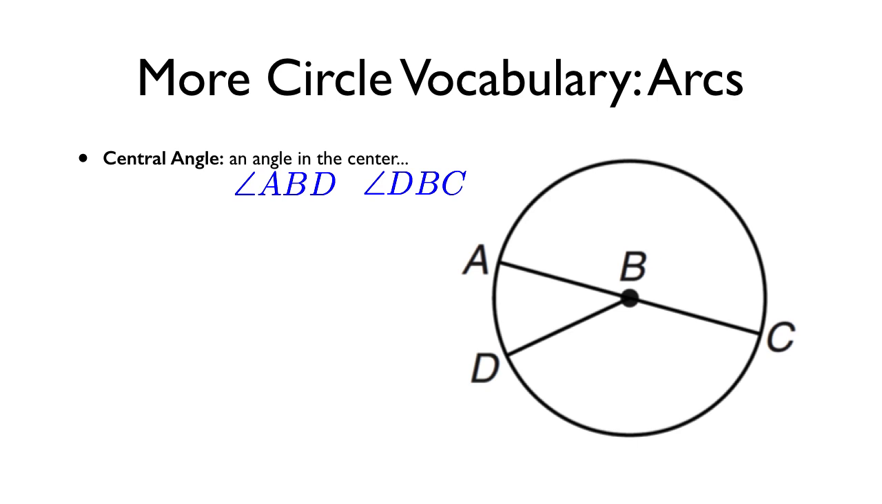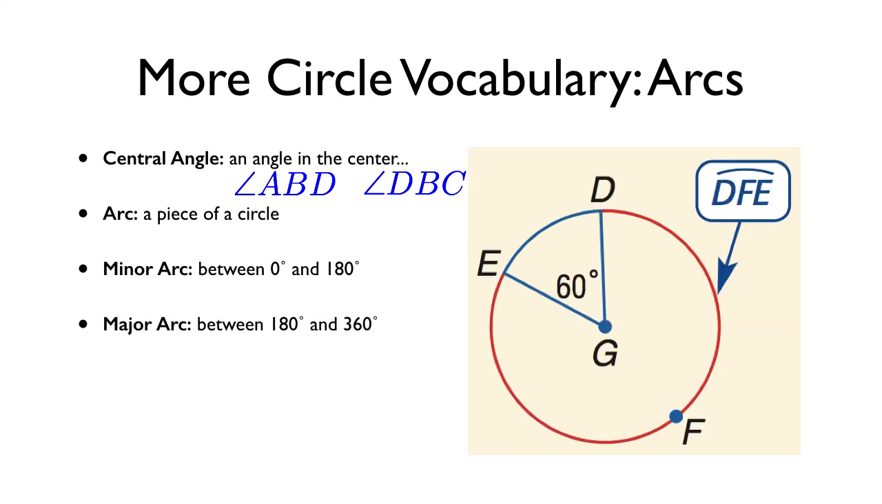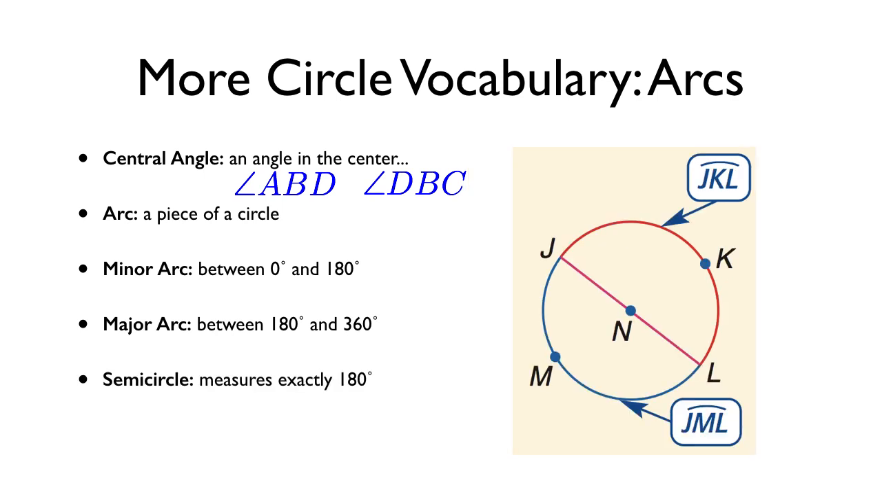So some more vocabulary. In this picture, we have the central angle. We could say ABD, DBC are all examples of central angles. An arc is just a piece of a circle. We have different types of arcs. We could talk about minor arcs, for example arc AC. Then major arcs are arcs that are bigger than 180. So we could say arc DFE, for example. And then a semicircle measures exactly half a circle, so 180. JML would be an example, or up top we have JKL.